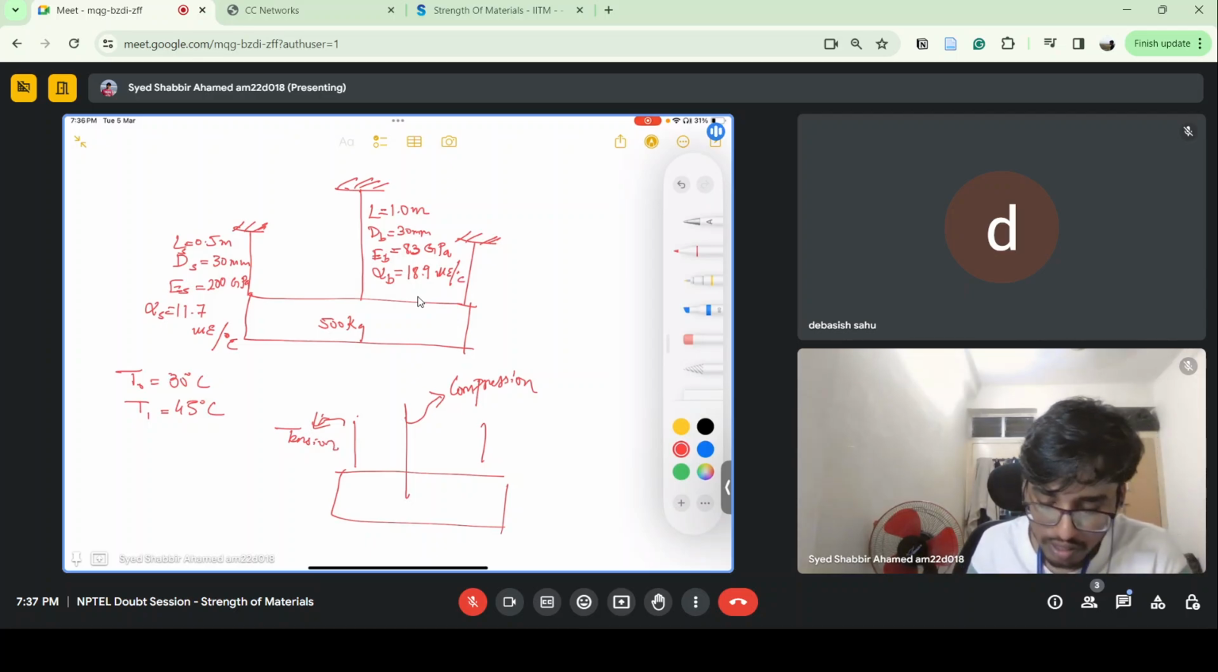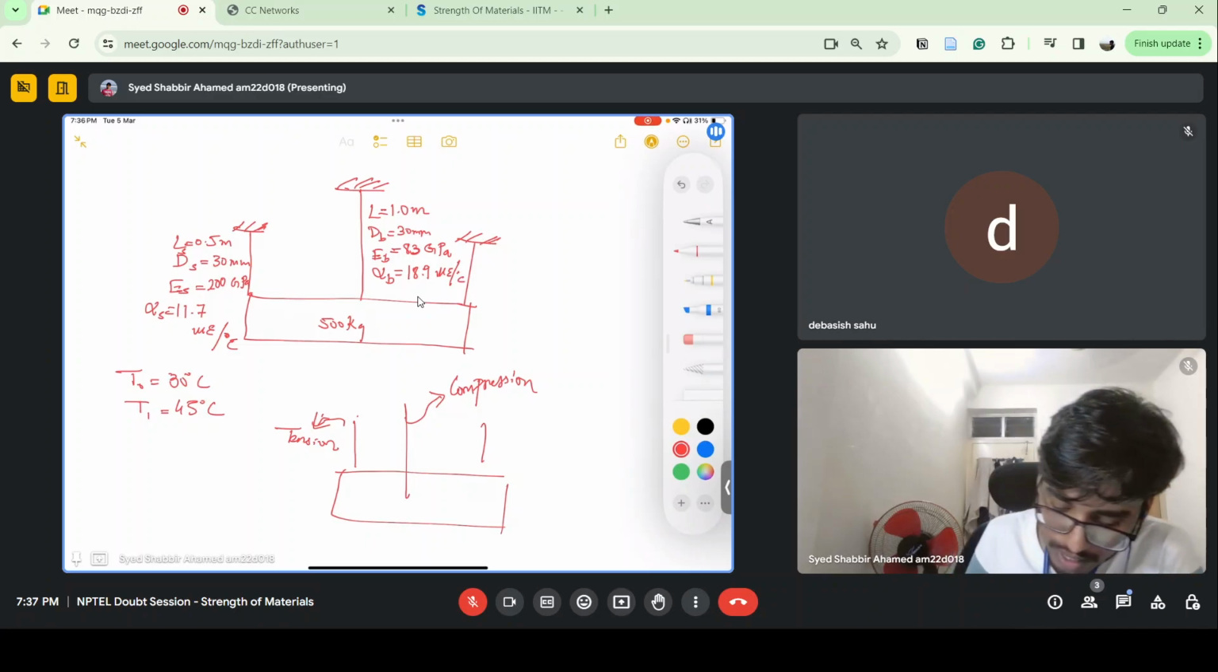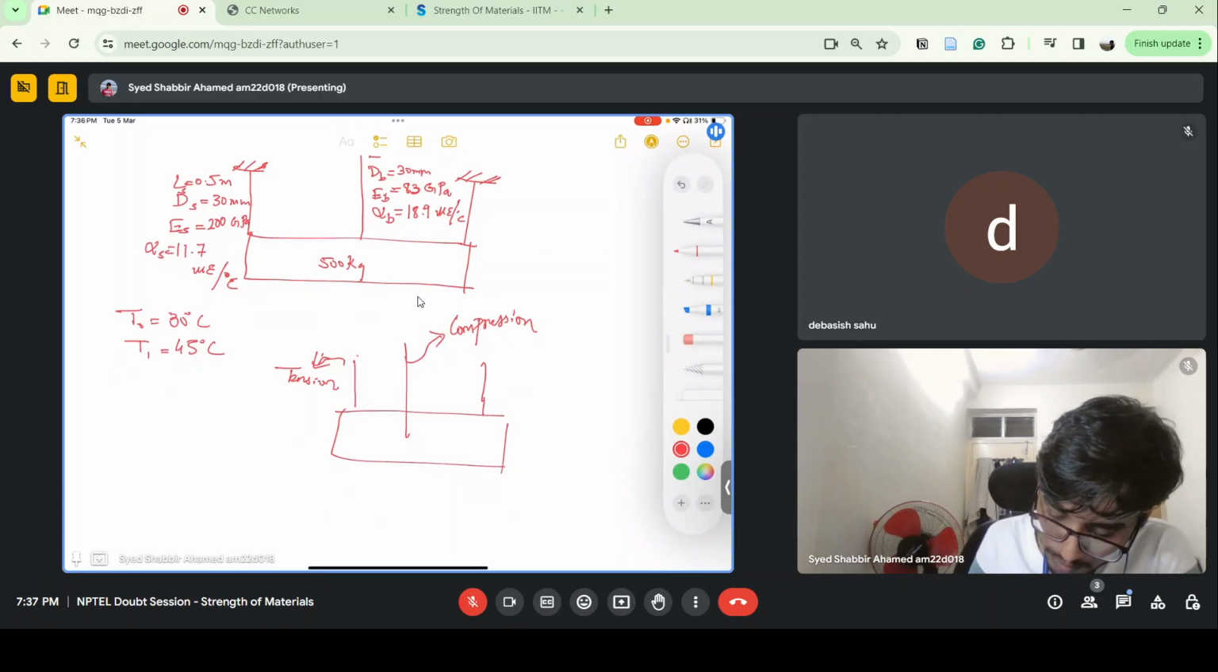So this is not brass, actually bronze. Just read it as bronze. The bronze rod is having compression.